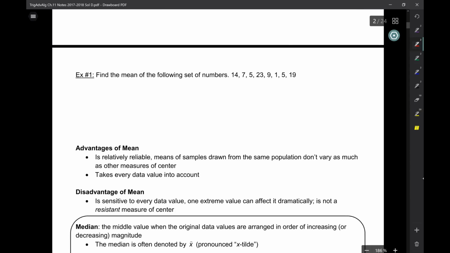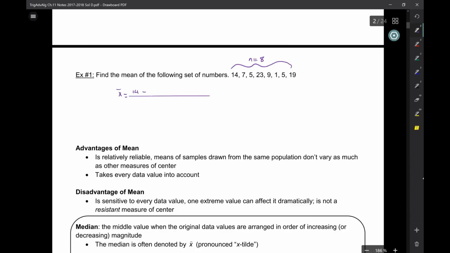So here, let's find the mean of the following set of numbers. I'm going to add all these up. First of all, how many are there? 1, 2, 3, 4, 5, 6, 7, 8. There are 8 of them, so n equals 8. And X bar is the mean.